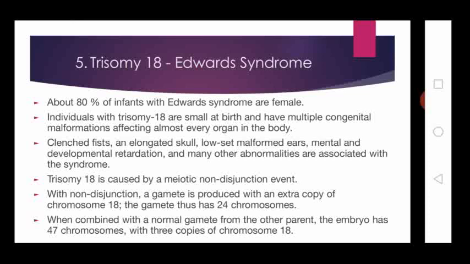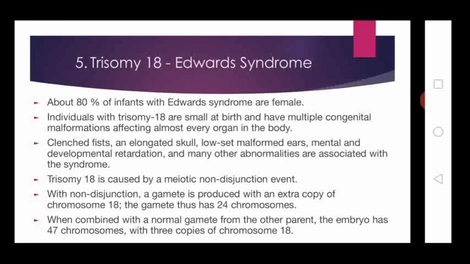the syndrome. Trisomy 18 is caused by a meiotic non-disjunction event. With non-disjunction, a gamete is produced with an extra copy of chromosome 18. The gamete thus has 24 chromosomes. So here Edwards syndrome arises after the non-disjunction of chromosome 18. So this condition is known as trisomy 18.